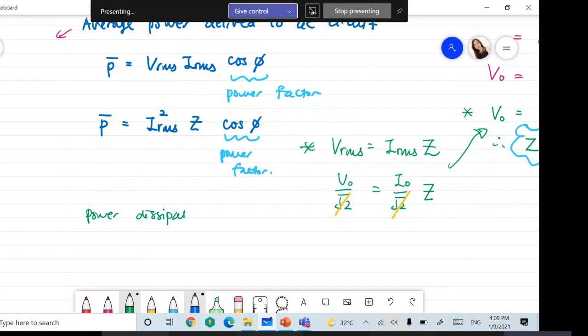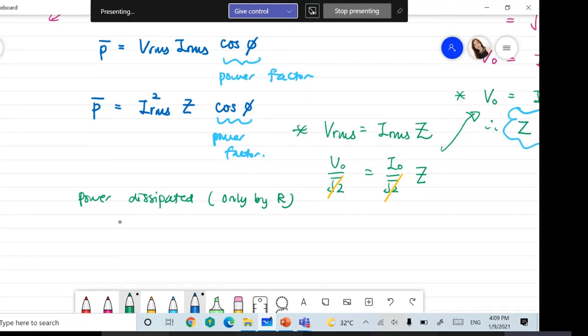Power is dissipated only in the resistor. No power can be dissipated in an inductor or capacitor, right? Therefore, the average power dissipated in the resistor is Irms squared multiplied by R. We don't multiply with Z because power is dissipated only in the resistor. So what is this power factor?